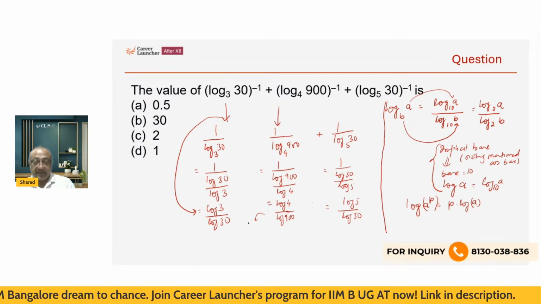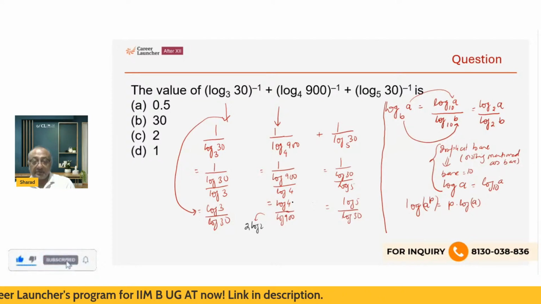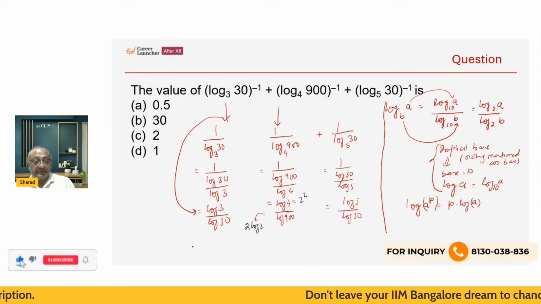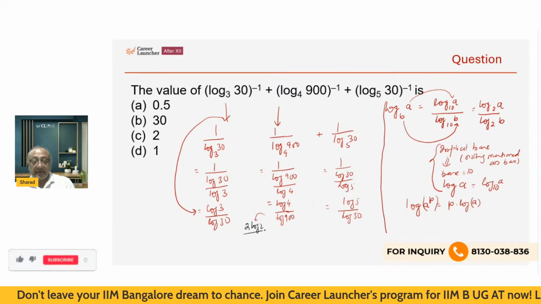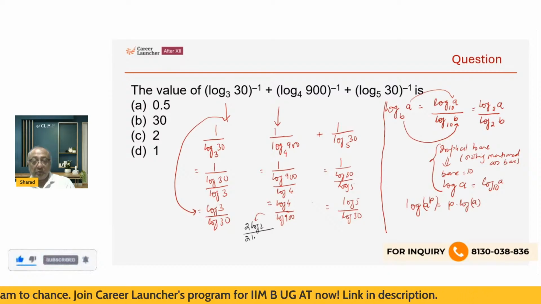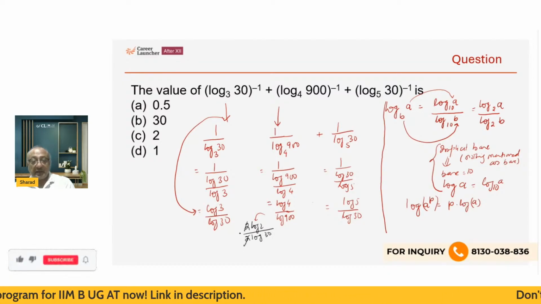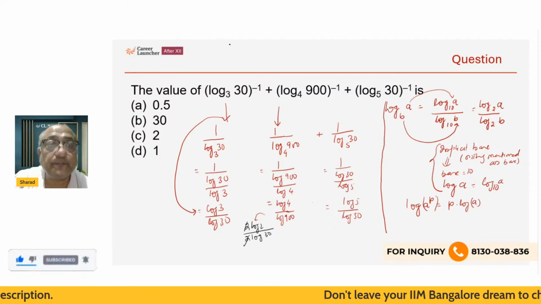Please see carefully. I can write this as 2 log 2. Why? Because 4 can be written as 2 square. So log 4 is nothing but 2 log 2. And similarly, I can write this log 900 as 2 log 30. This 2 and 2 will get cancelled. So I have the third term as this. Now I will add all these three terms.